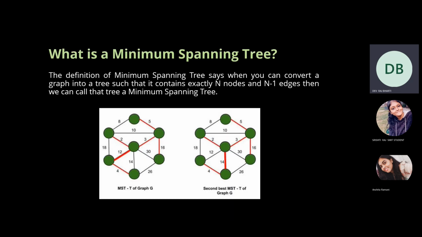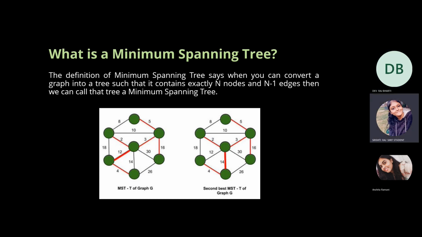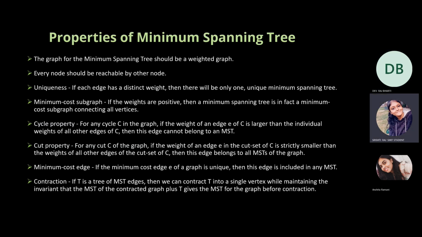And here it begins. Now, what is minimum spanning tree? The definition of minimum spanning tree says that when you can convert a graph into a tree such that it contains exactly n nodes and n minus 1 edges, then we can call that tree a minimum spanning tree. Now the properties of minimum spanning tree.